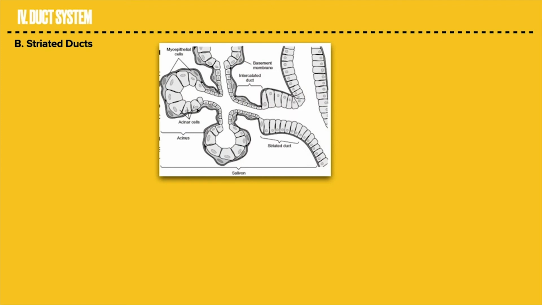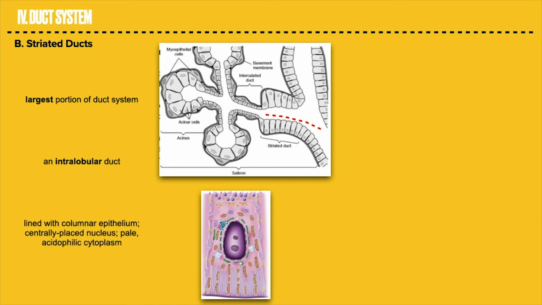Next is the striated duct. Striated ducts constitute the largest portion of the duct system. It is also an intralobular duct similar to the intercalated duct. Their cells are columnar, with a centrally placed nucleus and pale acidophilic cytoplasm.